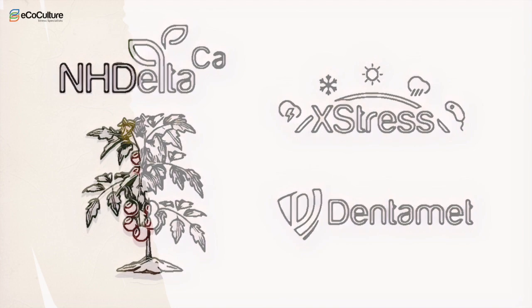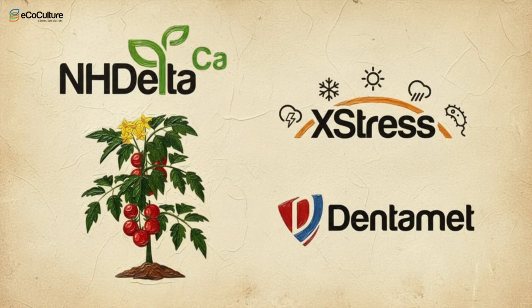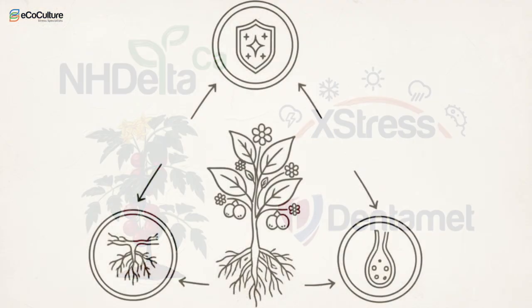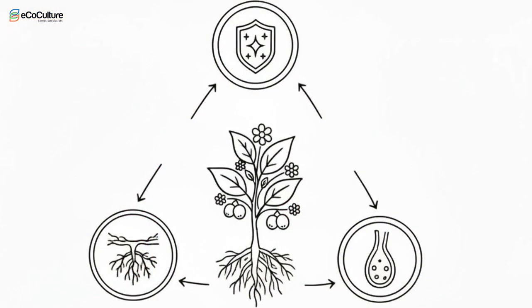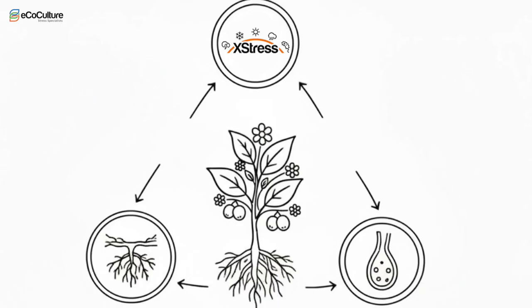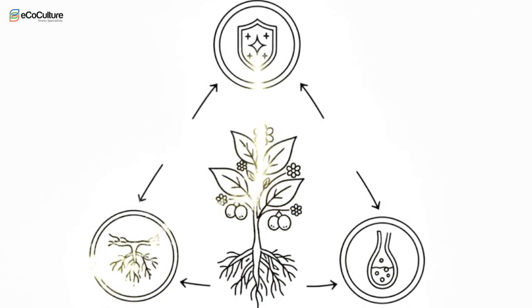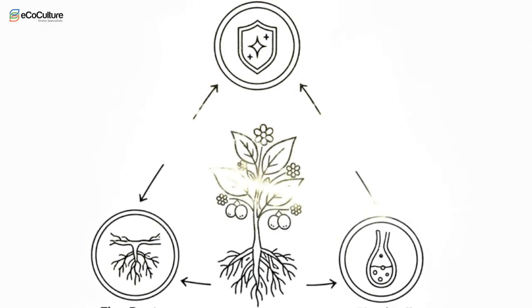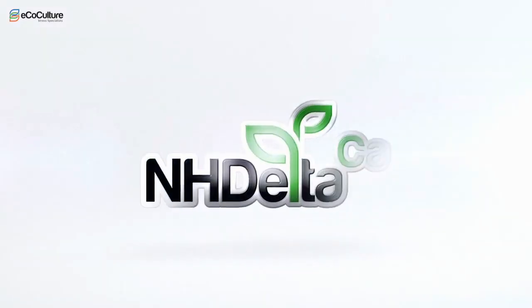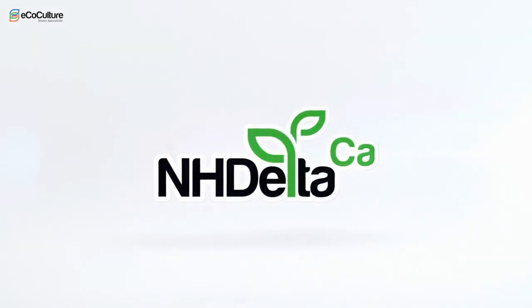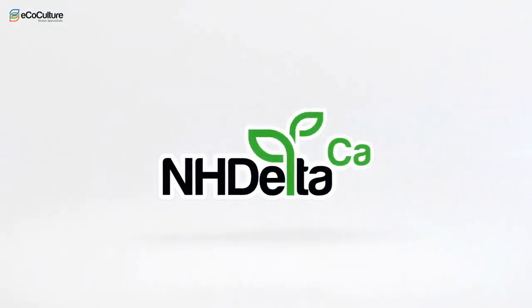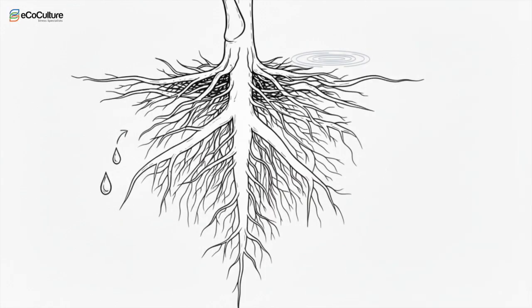In response to this challenge, at Ecoculture we propose an effective strategy based on plant physiology and innovative products. An integrated three-step solution: NH-delta, X-stress, and Dentamet. Let's see how each one works and why their combination makes the difference. At Ecoculture, the first step in our strategy is NH-delta, a key product for regenerating roots and helping the plant close wounds, reducing the entry of pathogens such as Fusarium.